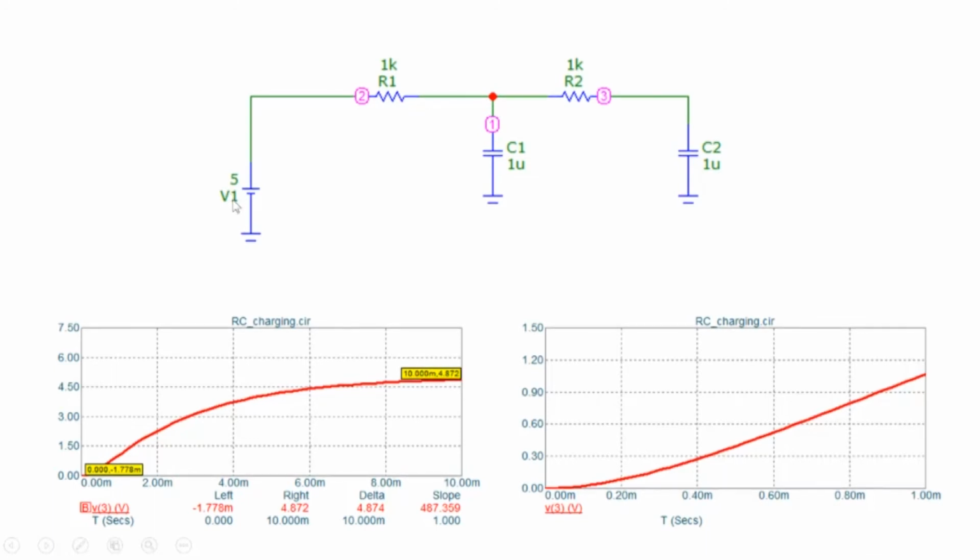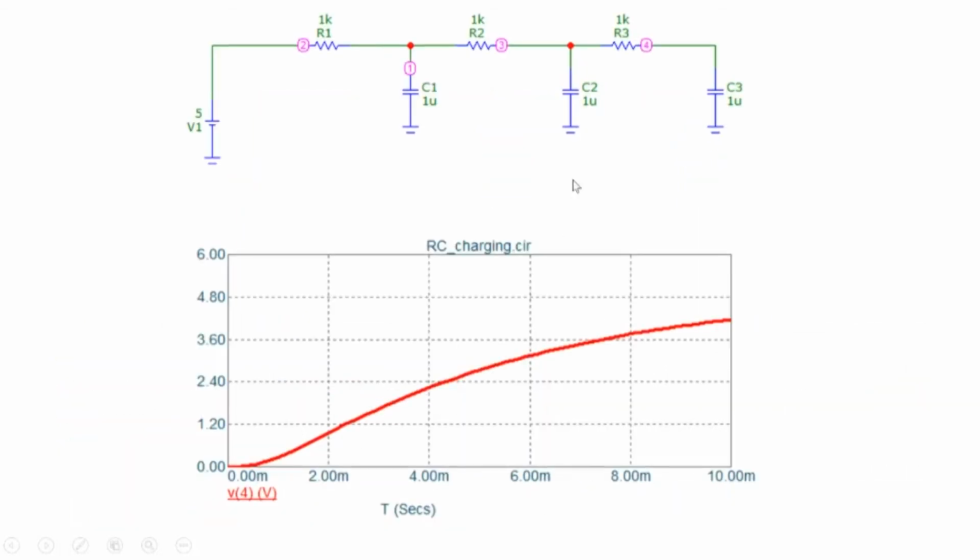So first C1 has to get charged a little bit through this R1, and only once the voltage here builds up, this voltage would then charge up C2. So the charging of C2 is delayed a bit here. You can see that here, and you can see it even more if you put a third order system with 3 capacitors, an RC here, and an RC here.